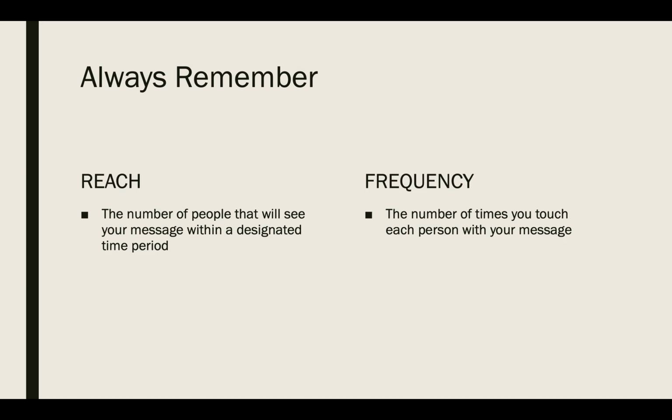Two things that you need to know when purchasing advertising: reach and frequency. Reach is the number of people that are going to see your message within a designated time period. Frequency is the number of times you will touch each person with your message. So reach, number of eyeballs, frequency, how many times.